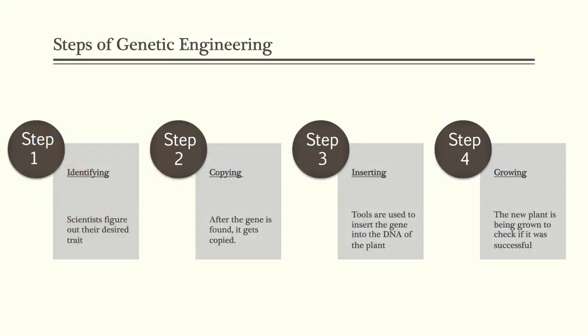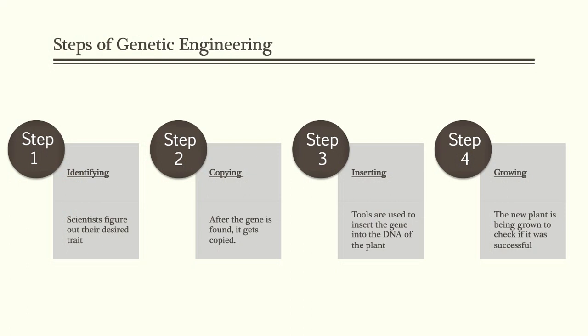Steps of genetic engineering. The first step of genetic engineering is identifying, which consists of scientists trying to figure out their desired trait. They try to figure out which trait they want the plant to have, or whatever organism they're altering. They look to find an organism that already contains that desired trait in its genes. The second step is copying. After they find the gene that they want, it gets copied.